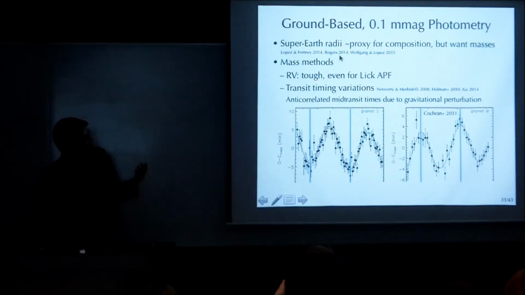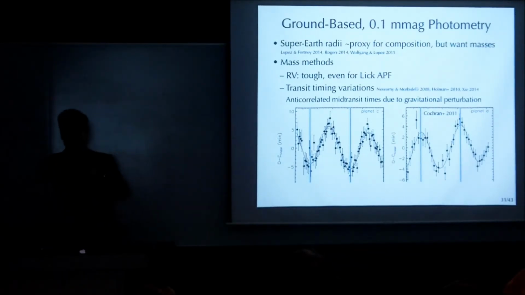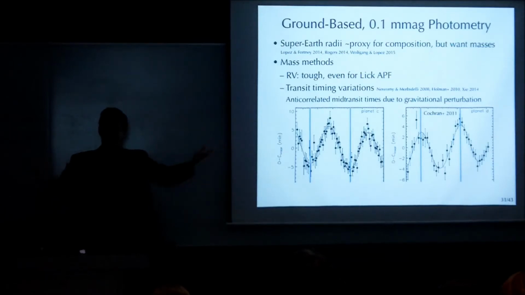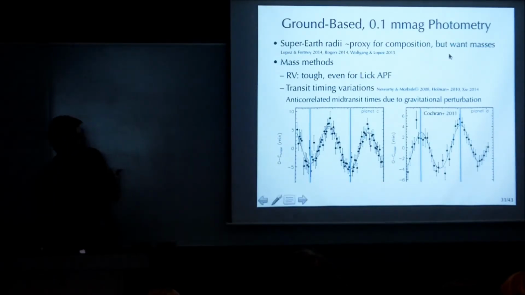So we know that they're out there, and we know roughly that if they're transiting and you measure the radius, you have a rough constraint on the composition. That is, how much rock, how much hydrogen-helium envelope do these planets have. But it's not a great constraint. You really want not only the radius, but the mass, obviously, because that gives you density, bulk density.